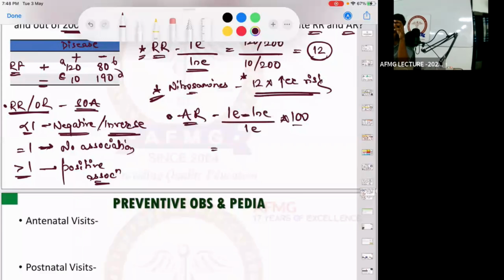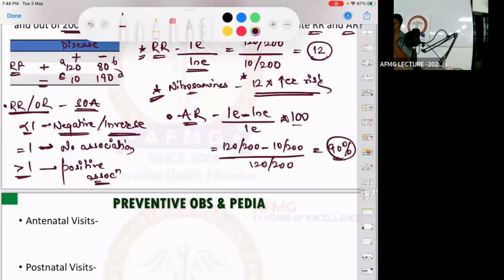So how much was incidence in exposed? 120 upon 200. How much was incidence in non-exposed? 10 upon 200. Upon incidence in exposed, how much? 120 upon 200. Calculate, it will come to something like 66. It is coming to 90%. Okay. So it is around 90%. Around 90%. It would be 92, I think so. Okay. It would be 92%.